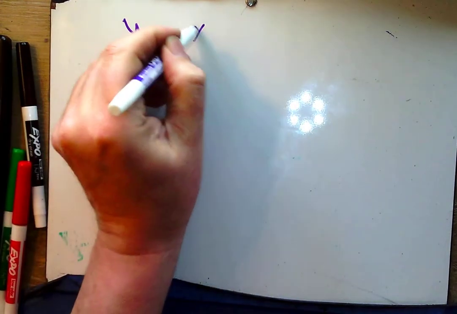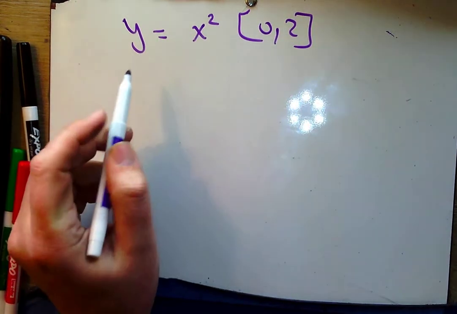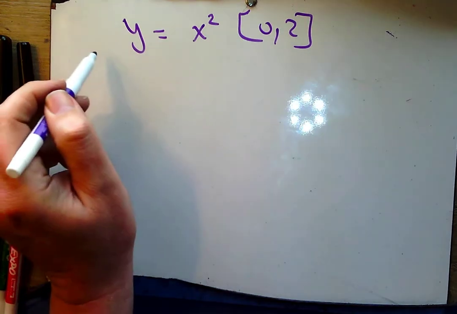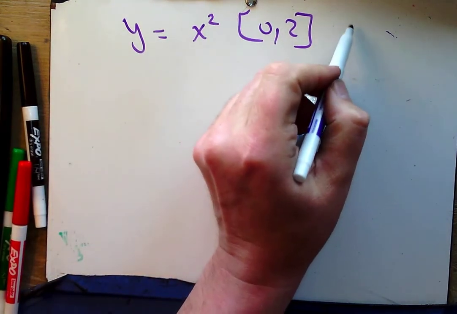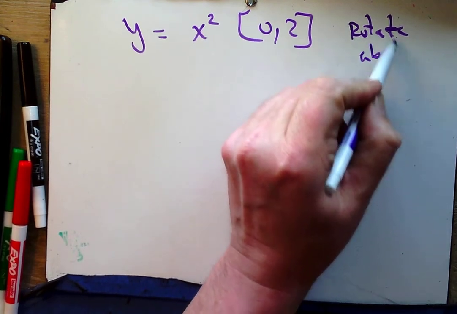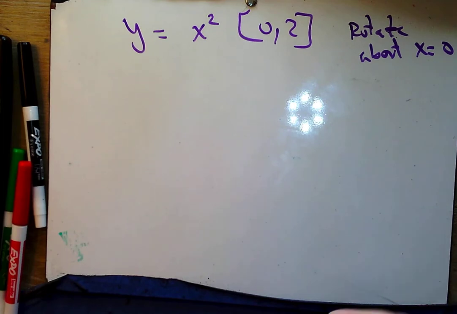How about this? Will you take y equals x squared from 0 to 2 and, using shells, find the volume of the solid when we rotate about x equals 0.